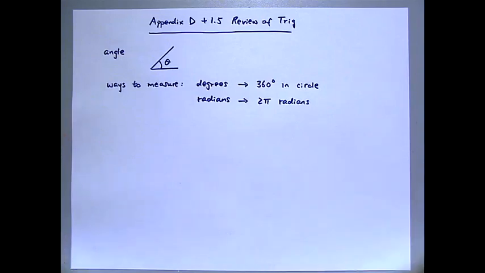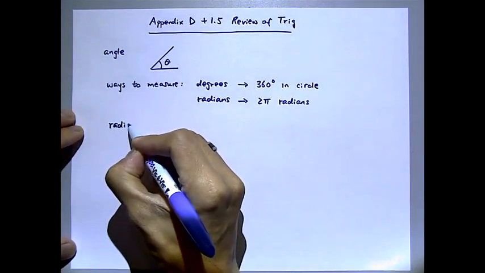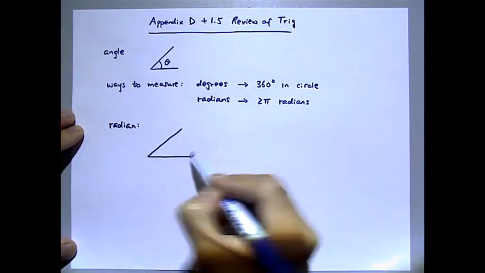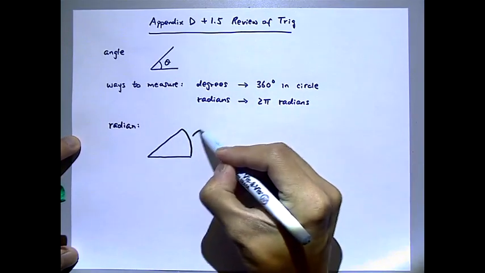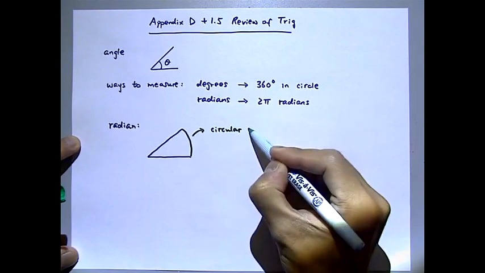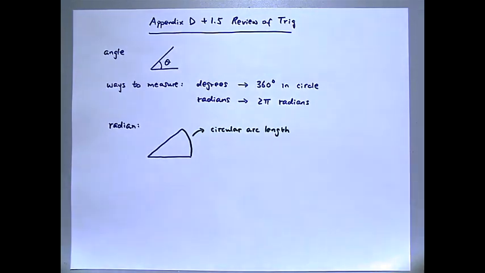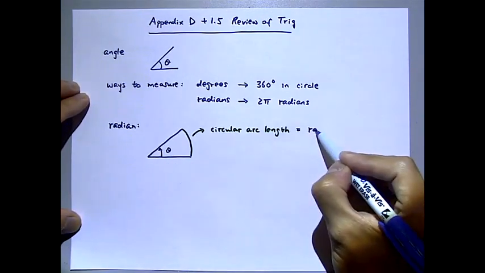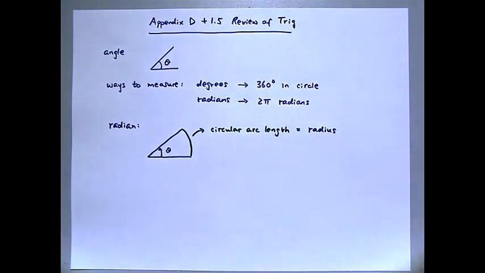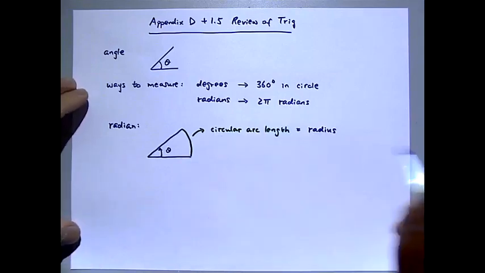Okay, does anyone know what a radian is? What is the definition of a radian? That's right. Yeah, very good. So this is exactly it. A radian is the angle such that the arc length, the circular arc length right here, is equal to the radius of the circle. That's the definition of one radian. Angle such that this little green arc circular segment is equal to the radius.